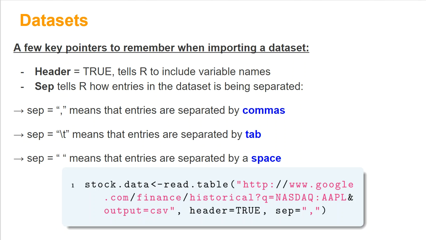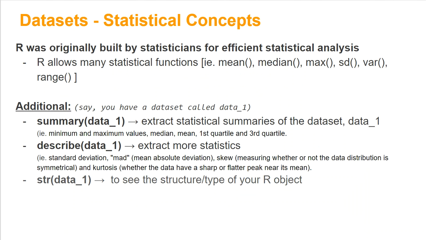sep equals comma with quotations means that entries are separated by commas. sep equals backslash t with quotations means that entries are separated by tab. sep equals a space with quotations means that entries are separated by a space. One example of how this is written is when you import a dataset as shown below. Here we have a new variable called stock data, and we call the read.table function that has a CSV file from the internet. We also set its header to true and its sep to be separated by commas.